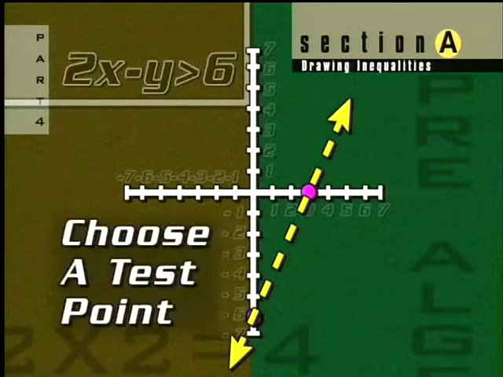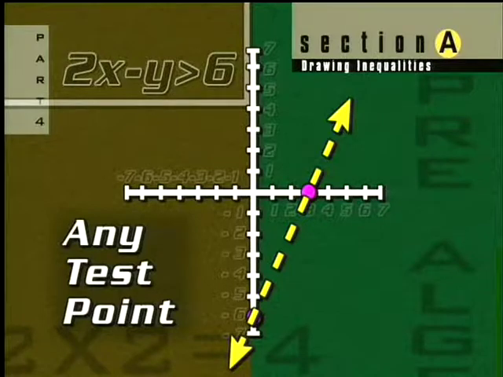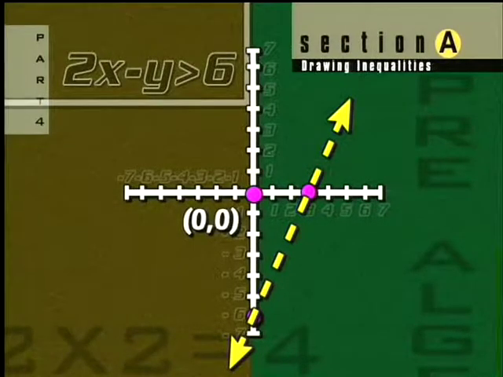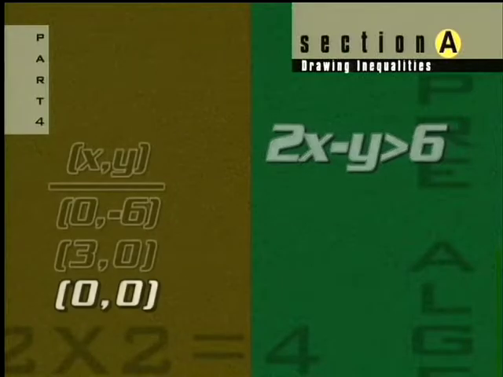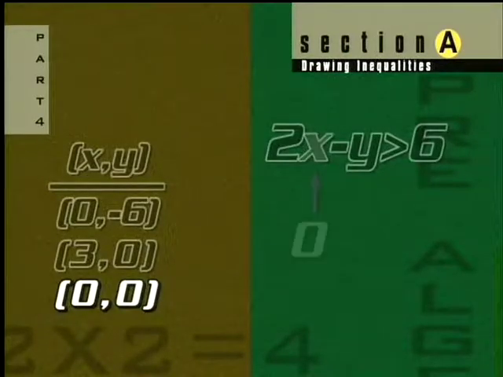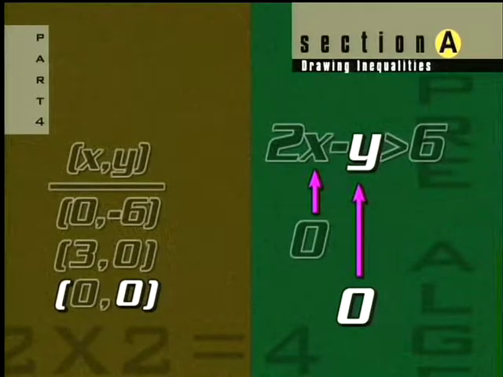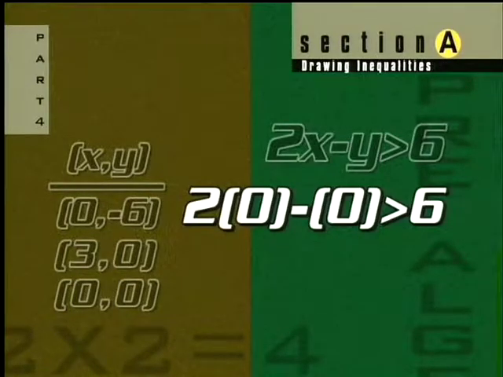We can do this by choosing a test point. Any test point. We're going to use 0, 0 because it's usually the easiest. 0, 0 keeps the math simple. So back with our original inequality, 2x minus y is greater than 6. We take the coordinates 0, 0 and plug them in, 0 for x and 0 for y. Doing this gives us a statement that reads, 2 times 0 minus 0 is greater than 6, or simply 0 is greater than 6.